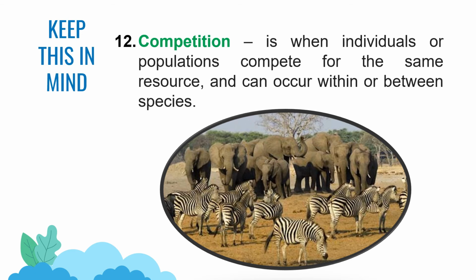12. Competition is when individuals or populations compete for the same resource and can occur within or between species. Example of this is the competition between a group of elephants and a group of zebras.